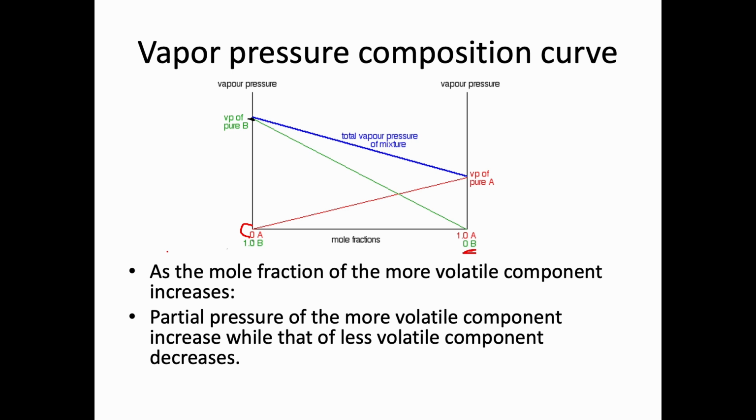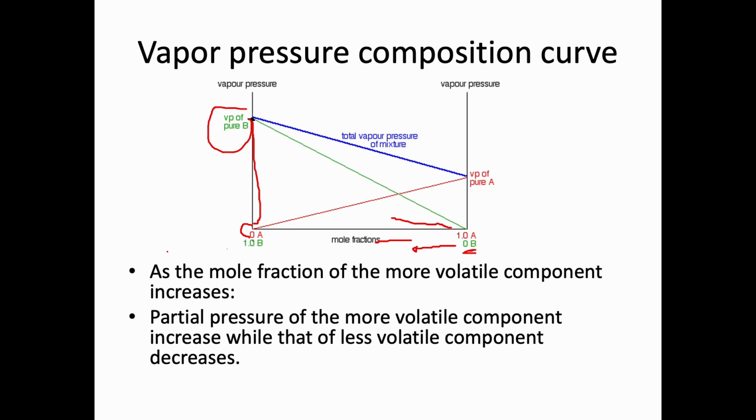As you move from the right to the left of your composition curve, the mole fraction of your B increases, and so does the vapor pressure. So your B is your more volatile component, meaning it has a lower boiling point. So the intermolecular forces of your B are weaker. So a lot of the particles are becoming vapor, and these vapor are exerting out that vapor pressure. So the intermolecular forces of your B are weaker, so it breaks at lower temperatures in comparison to your A, which will have a higher boiling point.